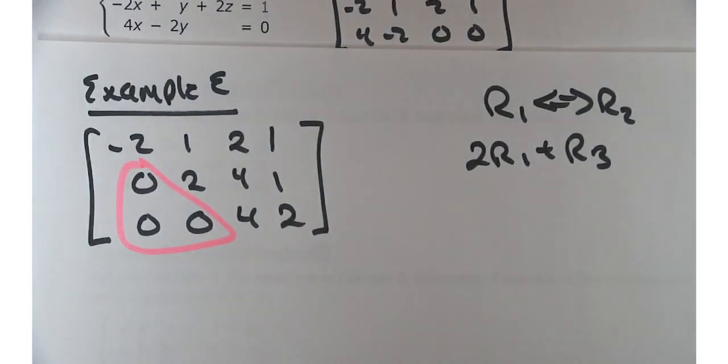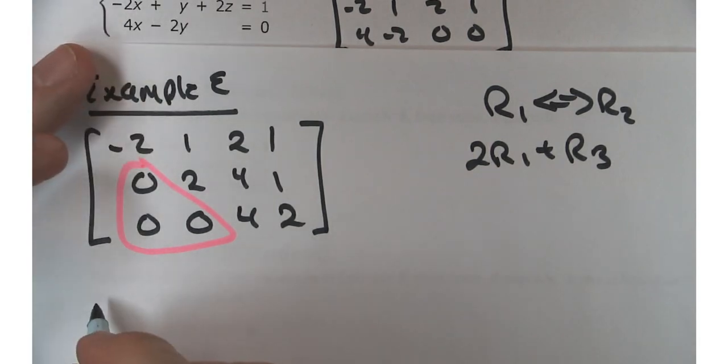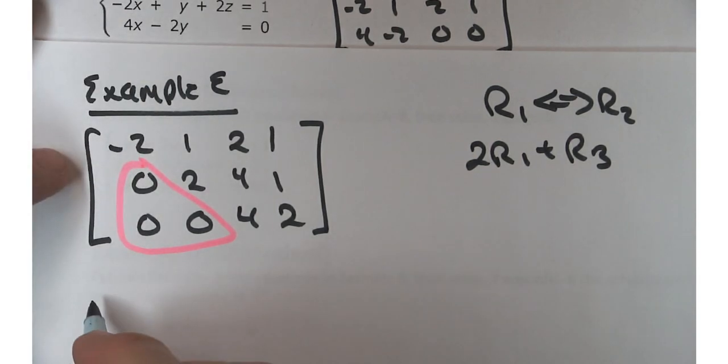Let's go back and rewrite this as a system of equations. What does this mean in terms of x's, y's, and z's? How about the bottom equation?